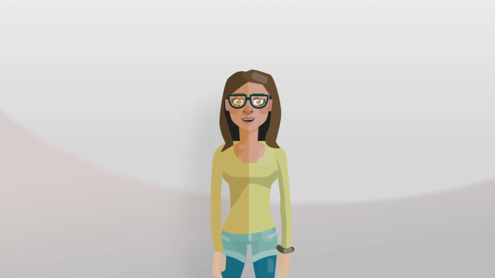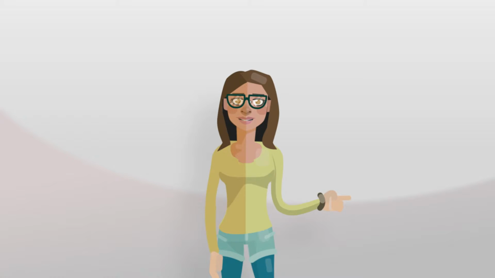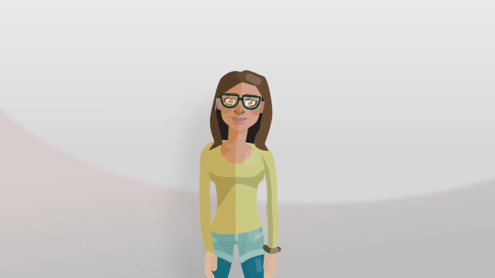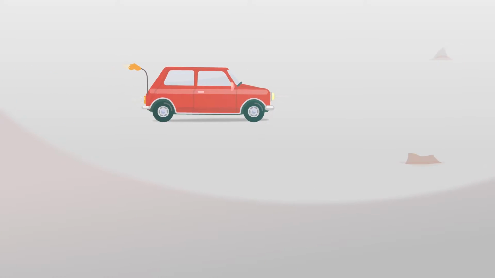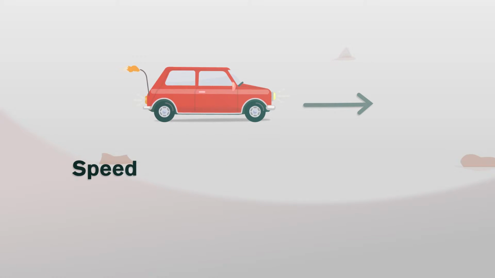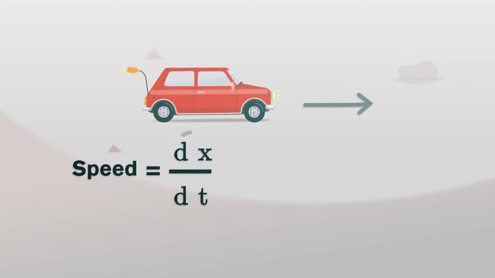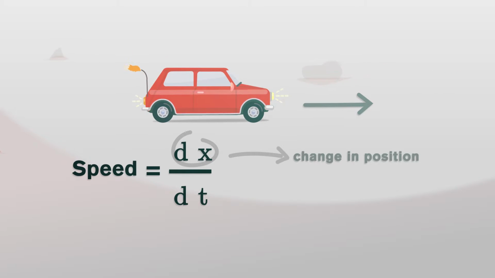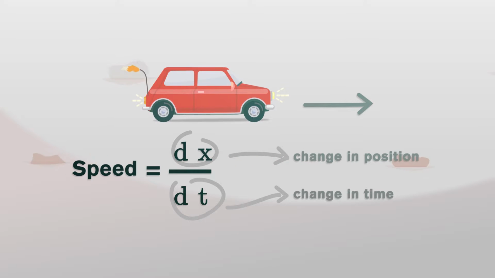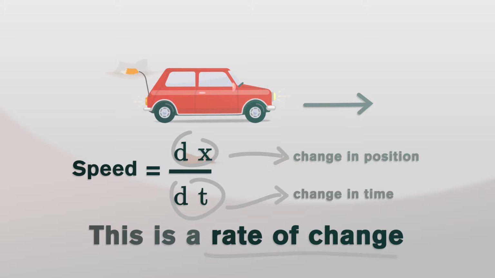This video follows on from the Introduction to Calculus video. If you have not yet watched that video, you may want to consider doing so first. Last video, we considered a car moving, and we saw that its speed at an instant is given by dx over dt, where dx means a tiny change in position and dt is a tiny change in time. So speed tells us how two things change together. It tells us how position changes as time changes, and that's what we call a rate of change.